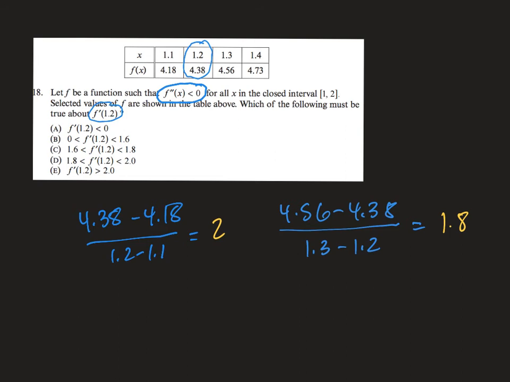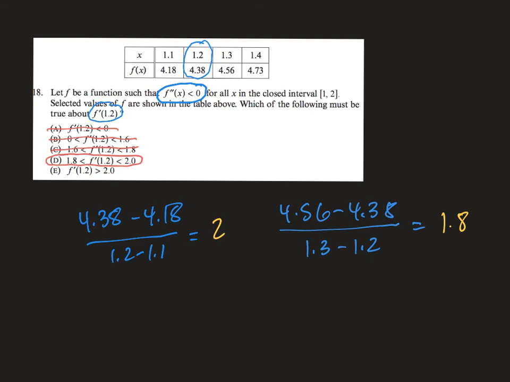So now I'm just going to look for the choice that illustrates that here. The derivative is not going to be less than 1.2, so we're going to cross out A. The derivative is not between 0 and 1.6. It's not between 1.6 and 1.8. It is between 1.8 and 2, right?